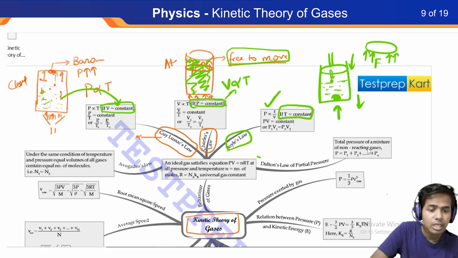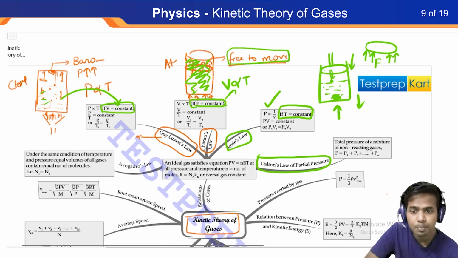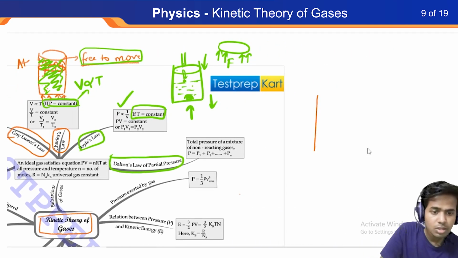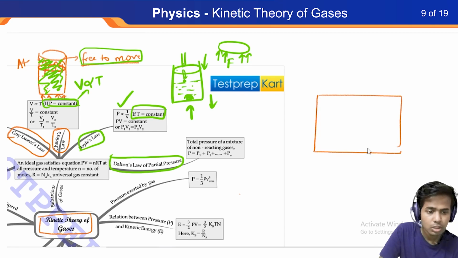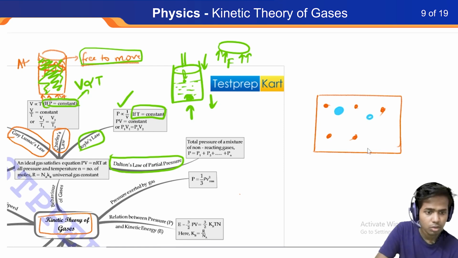Now there is this Dalton's law of partial pressure. What you first have to understand for this is what partial pressure is. Let's say there is this container in which there are two kinds of molecules, hydrogen and oxygen. These are hydrogen molecules, and these are oxygen molecules.